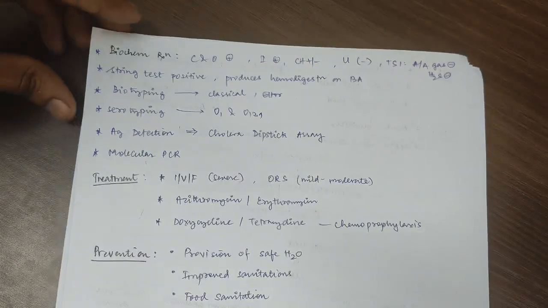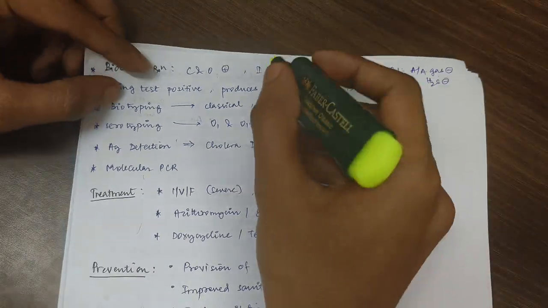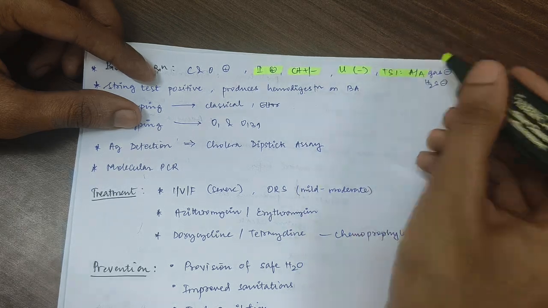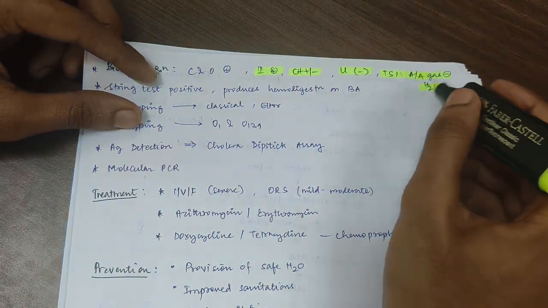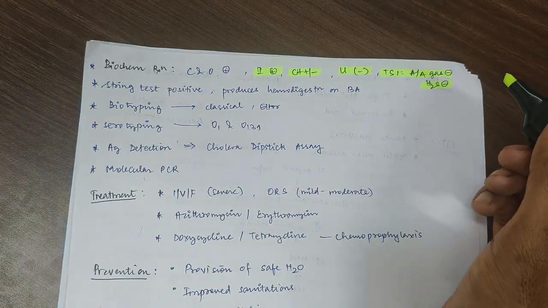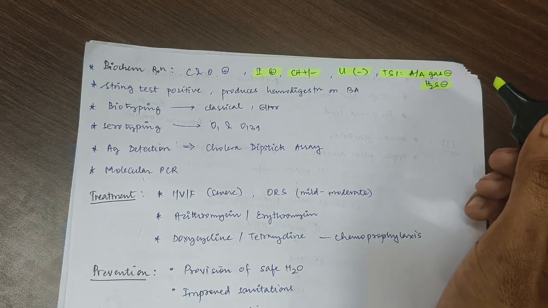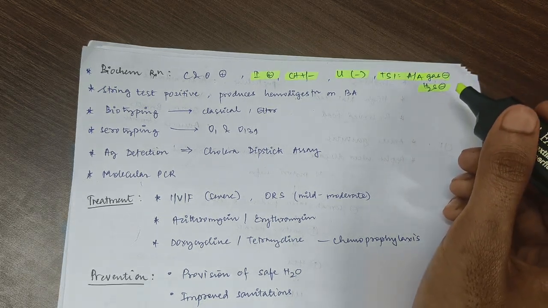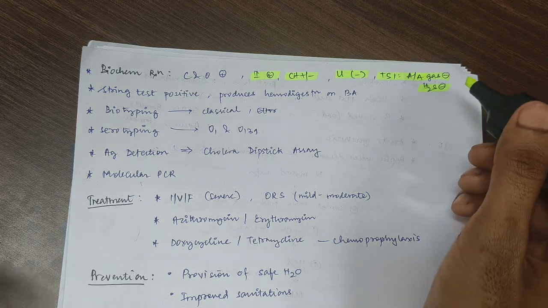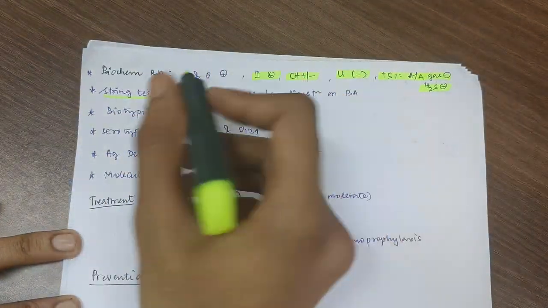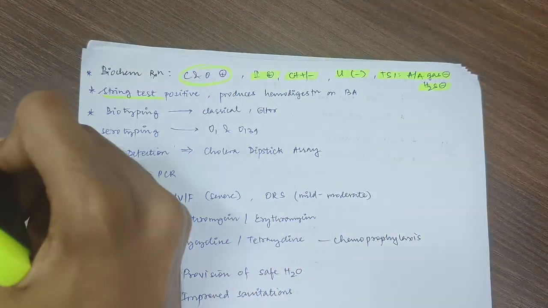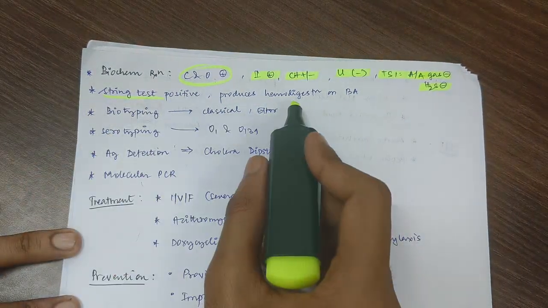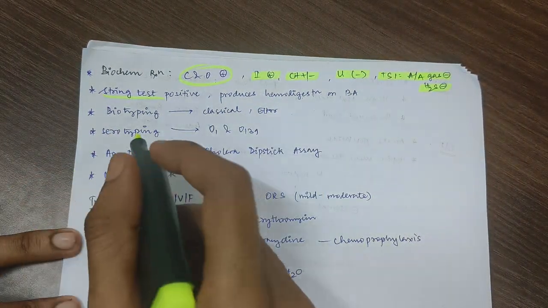Biochemical reactions being indole positive, citrate positive, urease negative, and TSI acid by acid with gas negative and H2S negative. Here there is no gas positive, no H2S positive. These are the things you're going to see. Then coming to the string test, which is positive, and catalase and oxidase positive. String test positive, again hemolysis on blood agar.